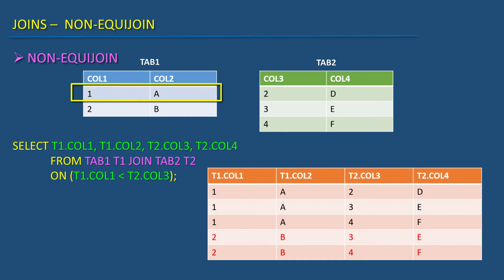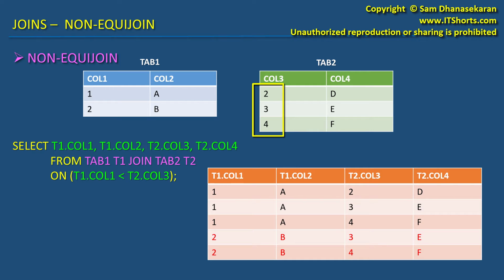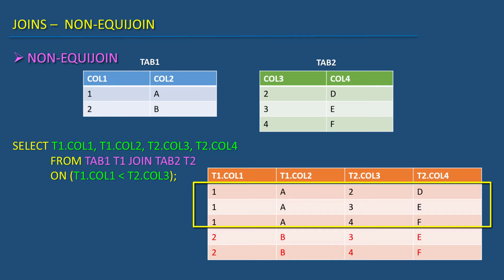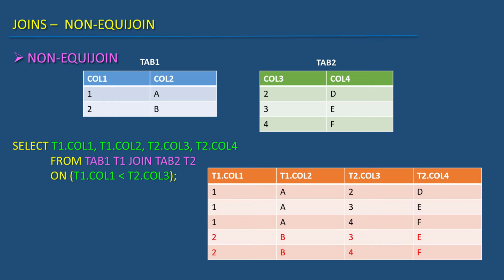Let us take the first row in tab 1. Is 1 less than any of the values here? Yes, 1 is less than all the values here. So, the row 1A will be joined with all the rows in tab 2.